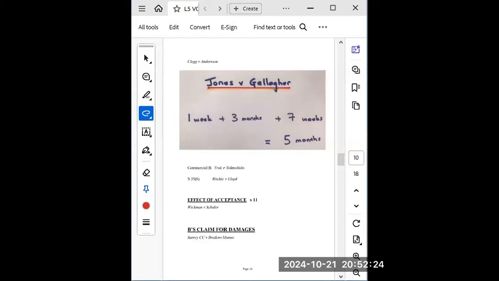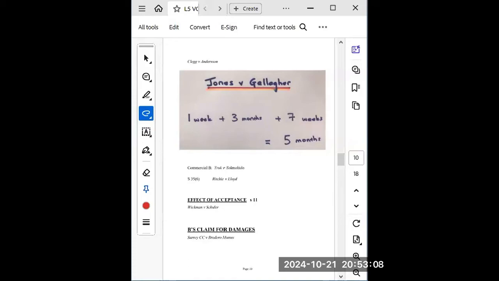The kitchen people repaired most of the defects. The next time the husband and wife complained about the colour was 3 months later. 7 weeks after that, the husband and wife got their solicitors to write a letter to say they were rejecting the cupboards. Now it was already 1 week plus 3 months plus 7 weeks. In total, this is now 5 months. The kitchen people argued the buyer had affirmed the contract. The Court of Appeal said, yes, there was a breach, but the contract was affirmed. Mr. and Mrs. Jones have lost their right to reject.